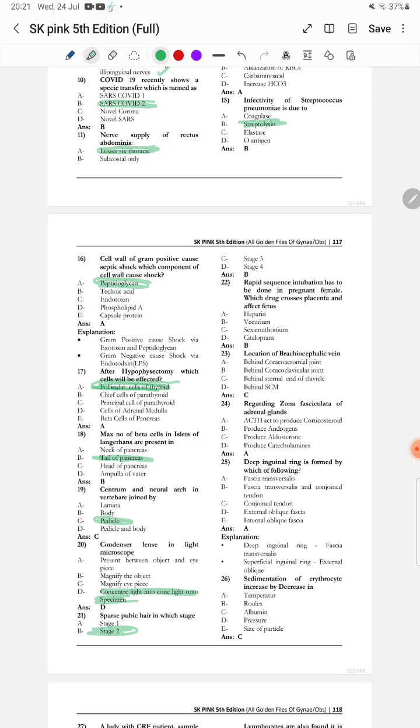Rapid sequence intubation has to be done in a pregnant female. Which drug crosses placenta and it affects the fetus? So it is vecuronium. Location of brachiocephalic vein is just behind the sternal end of clavicle. Regarding zona fasciculata of the adrenal glands, ACTH acts to produce cortisol.